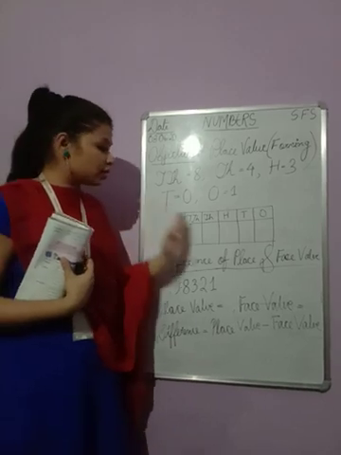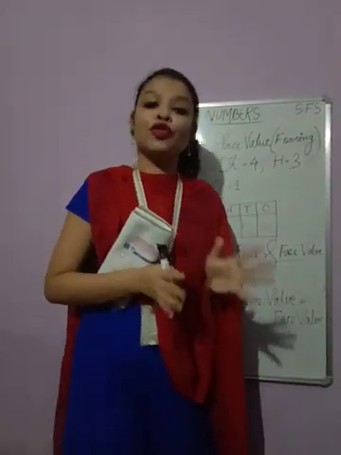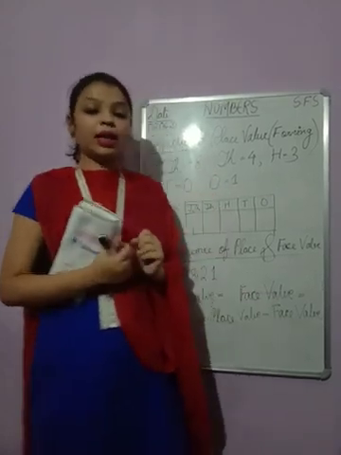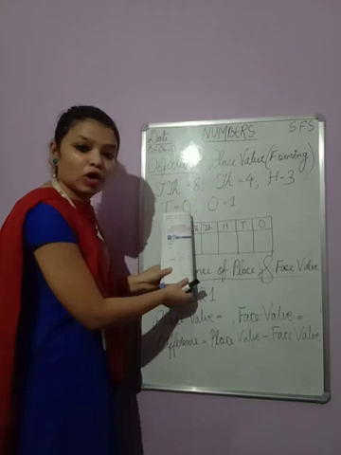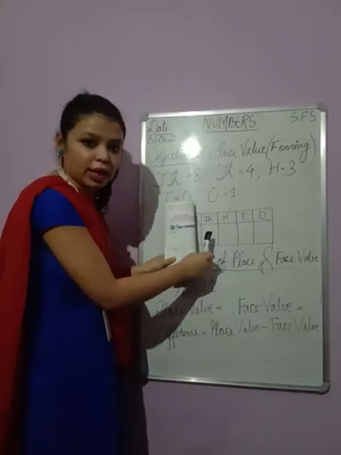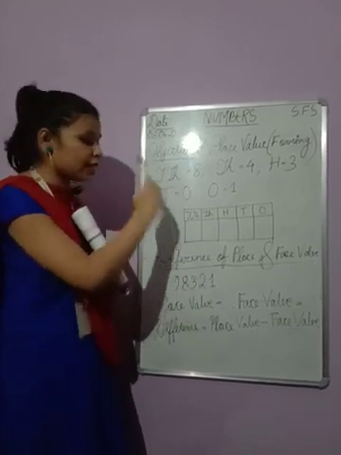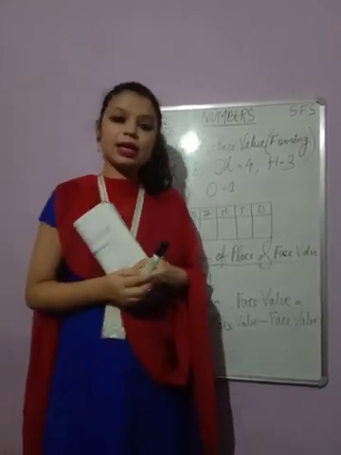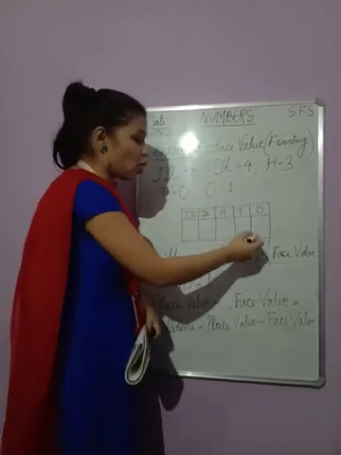In class 4, we are going to learn particularly about 4-digit and 5-digit numbers. If it is a 4-digit number, then the ten thousands column will not be there, only ones, tens, hundreds, thousands. If it is a 5-digit number, then the ten thousands column will be there. Now we have to put the numbers accordingly. So what is in the ones place?